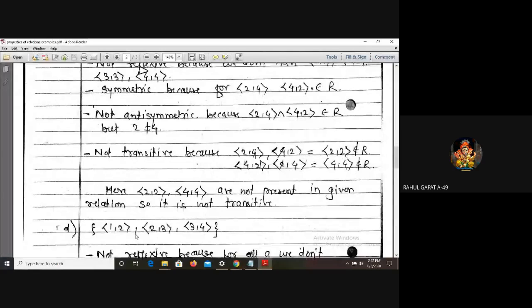Now for this, symmetric also, madam. Symmetric and irreflexive.